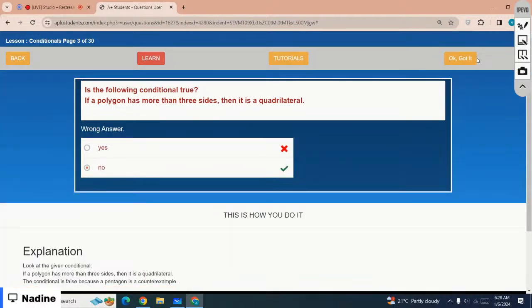No, if a polygon has more than 3 sides, then it is a quadrilateral, the conditional is false, because a pentagon is a counterexample. A quadrilateral must have 4 sides, right? So a polygon with more than 3 sides means 5 sides is also involved. Yes, that is a counterexample.